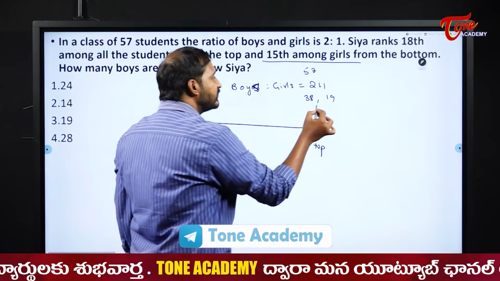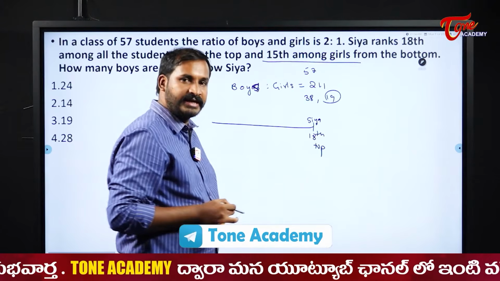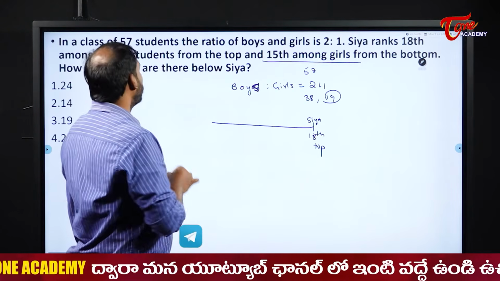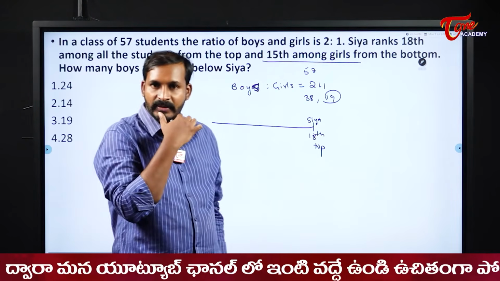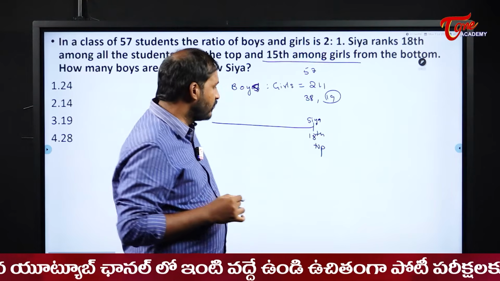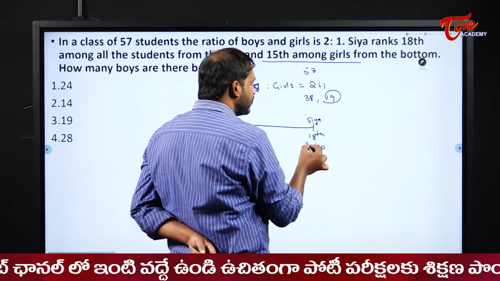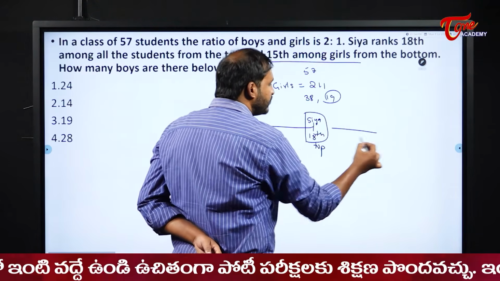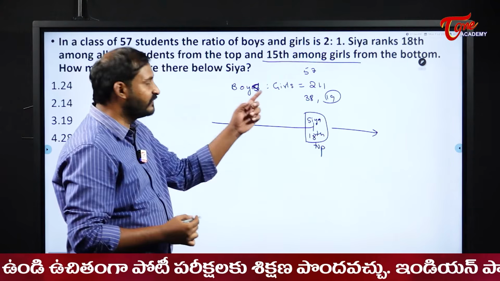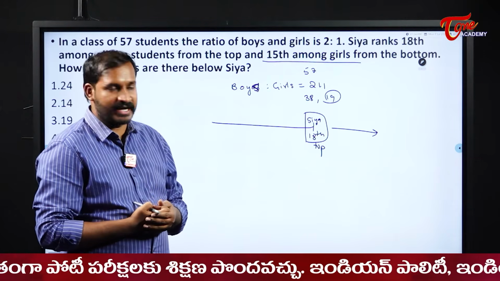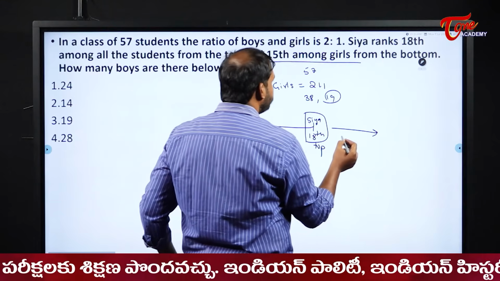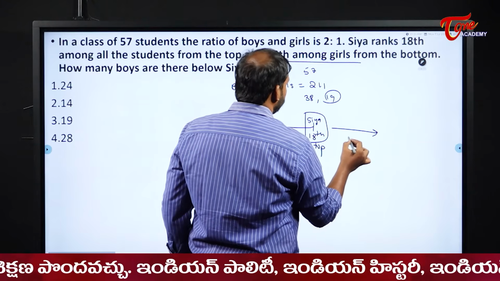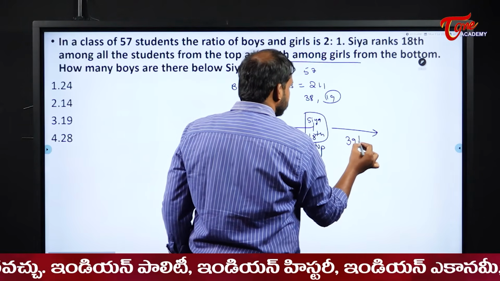Now see here, total girls are how many in number? 19 in number. Then how many boys are there below Sia? I need to find how many boys are there below Sia. Now first of all, if Sia is 18th rank, after Sia how many are there for me? Tell me. Total is 57, right? 57 ranks. Then after Sia I will have 39 ranks. Okay.